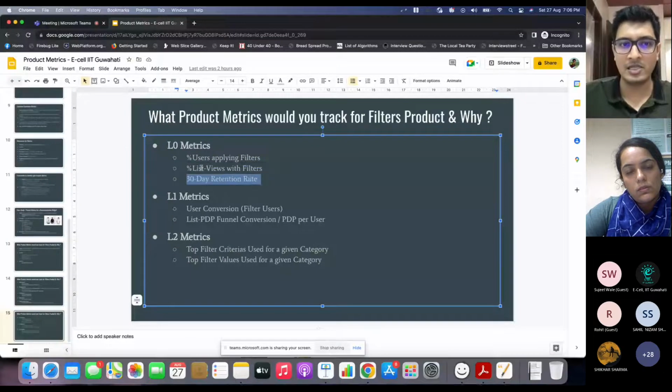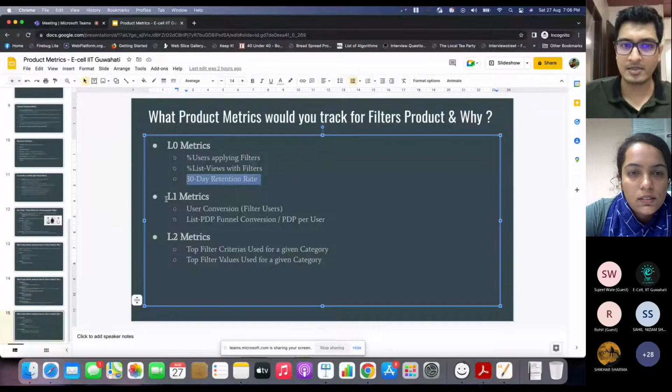So percentage of users applying filters, percentage of list views, and 30-day retention rate become your L0 metrics. And they become L0 metrics because these are very specific to filters. And then L1 metrics is user conversion. Are they moving ahead in the funnel or not?